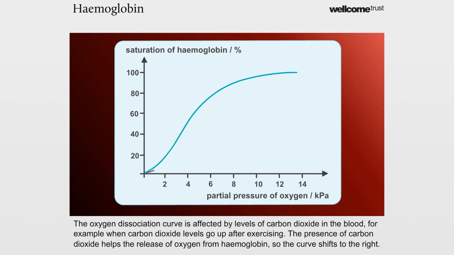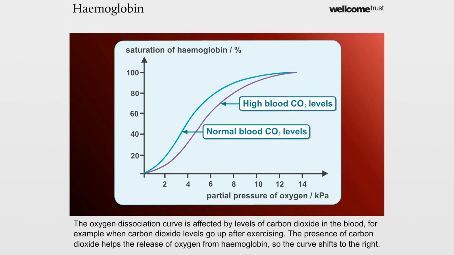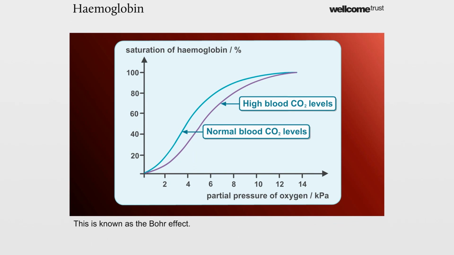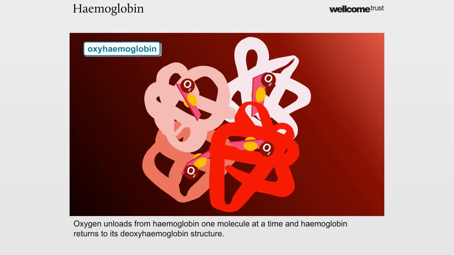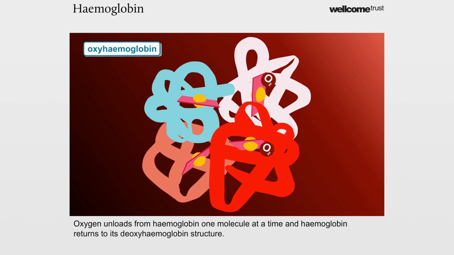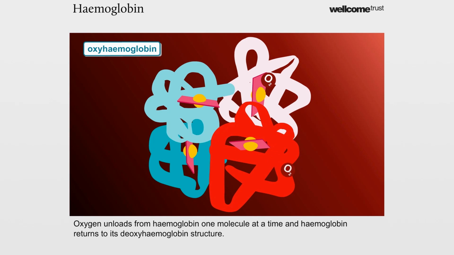The oxygen dissociation curve is affected by levels of carbon dioxide in the blood. For example, when carbon dioxide levels go up after exercising. The presence of carbon dioxide helps the release of oxygen from haemoglobin, so the curve shifts to the right. This is known as the Bohr effect. Oxygen unloads from haemoglobin 1 molecule at a time, and haemoglobin returns to its deoxyhemoglobin structure.